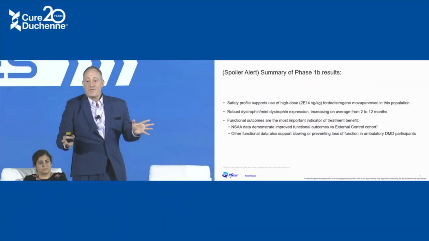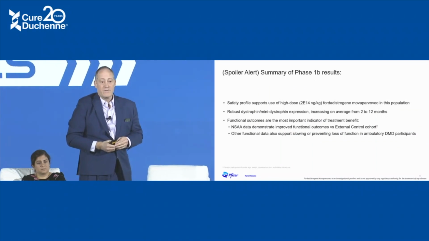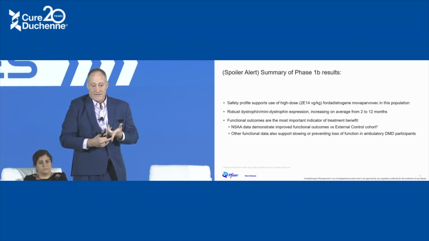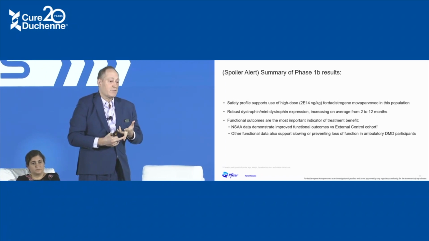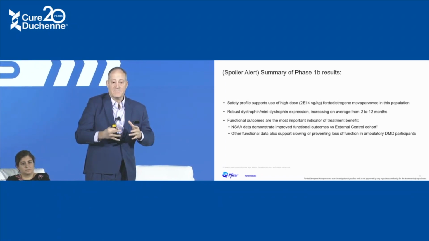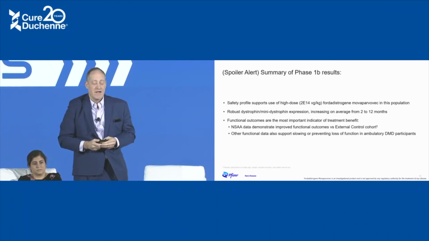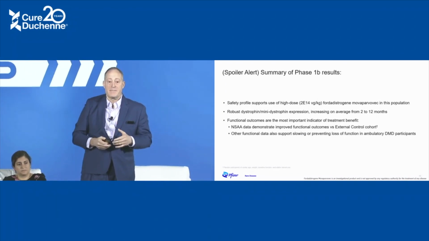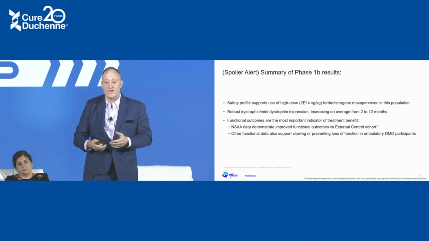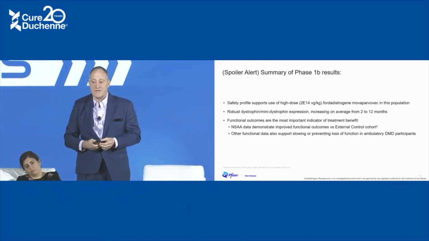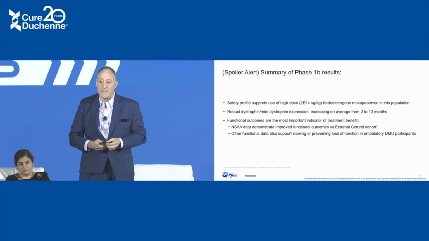This is a brief summary of what I'm going to share with you from our trial. I'll be talking about the safety profile. I will share with you the amount of mini-dystrophin that's expressed, that's seen in those muscle cells. And I'll also talk to you a little bit about what we believe is a functional improvement relative to natural history that we've seen in this open label trial.